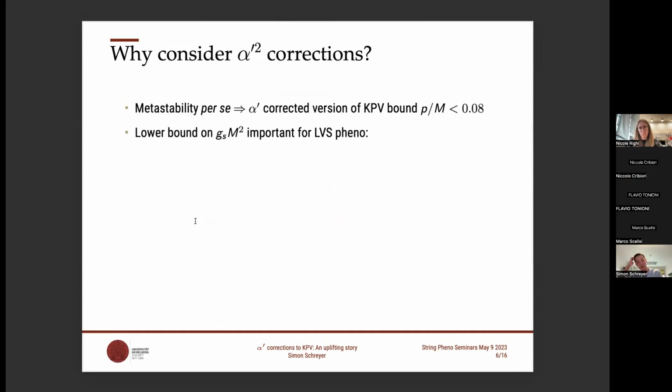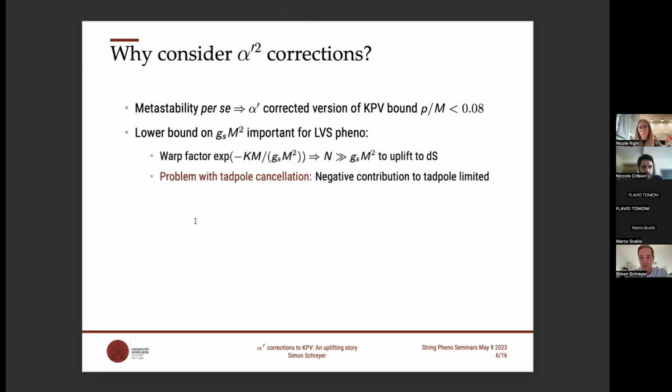And the second point is that for Pheno, more specifically for a large volume scenario Pheno, the lower bound on GSM squared is very important. This can be seen in the following way. A few slides ago, I showed you how the warp factor depends on the flux numbers and GS. And we have seen that in order to obtain a consistent uplifting to small de Sitter vacua, we should require that the flux is much bigger than GSM squared.